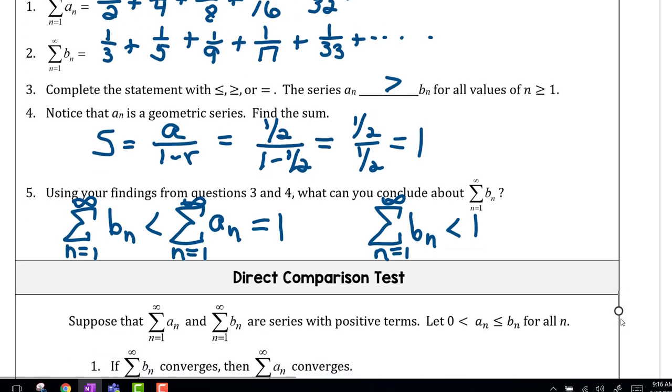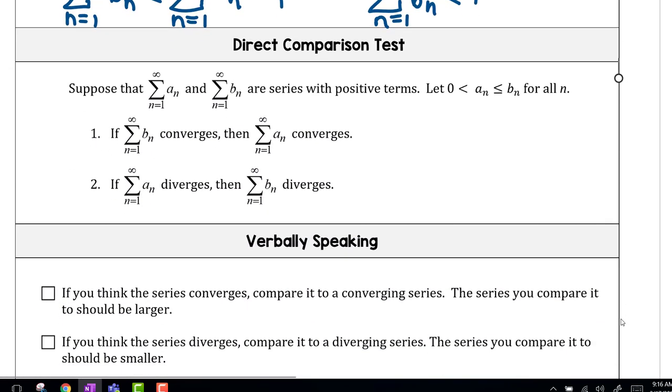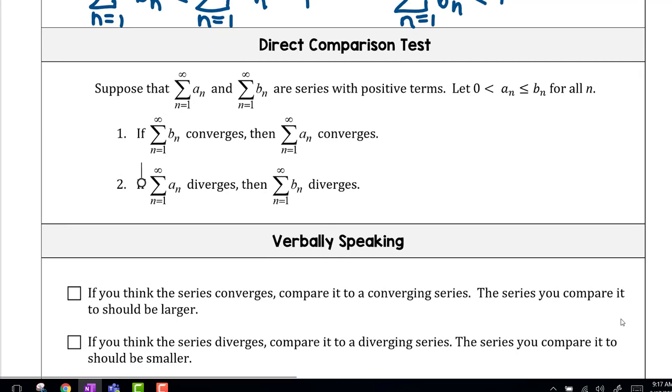So how does the direct comparison test work? Suppose that you have two infinite series with positive terms and that a sub n is greater than 0 but less than or equal to b sub n for all n. Then if the larger series b sub n converges, then the smaller series converges. And we can look at it the other way too: if the smaller series diverges, the larger series has to diverge.